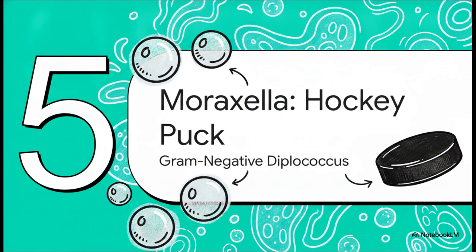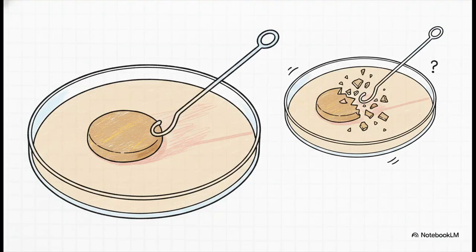Section 5. Moraxella, the hockey puck. Introducing our gram-negative Diplococcus. If you see the phrase hockey puck sign, you are dealing with Moraxella. In the lab, M. catarrhalis colonies will literally slide completely intact right across the agar surface when you push them with a loop, just like a hockey puck on ice. This perfectly separates Moraxella from its Neisseria cousins, whose colonies just sort of break apart the second you touch them. It's a highly testable, great visual mnemonic.